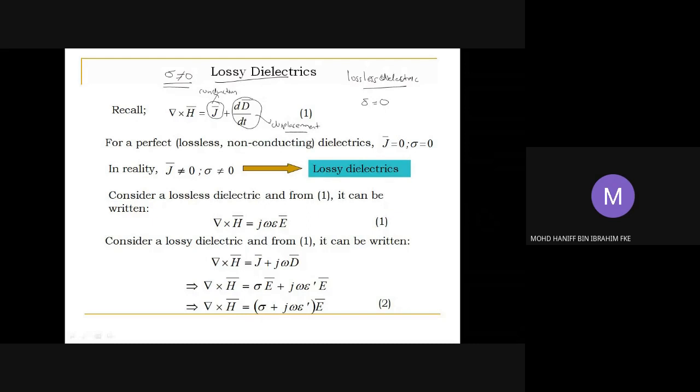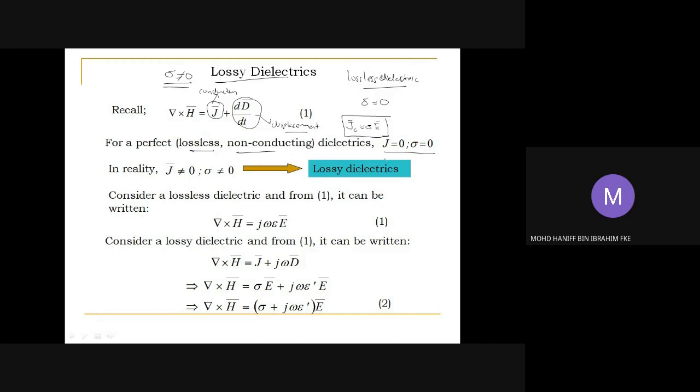As I mentioned, for the case of perfect dielectric, which is lossless or non-conducting, sigma is 0. Knowing that for the conduction current, where we have JC, C standing for conduction, the conduction current density JC equals sigma E, as we agreed in our chapter 5 lectures, when sigma is 0, the JC will be 0. So this is our finding for perfect or lossless dielectrics.